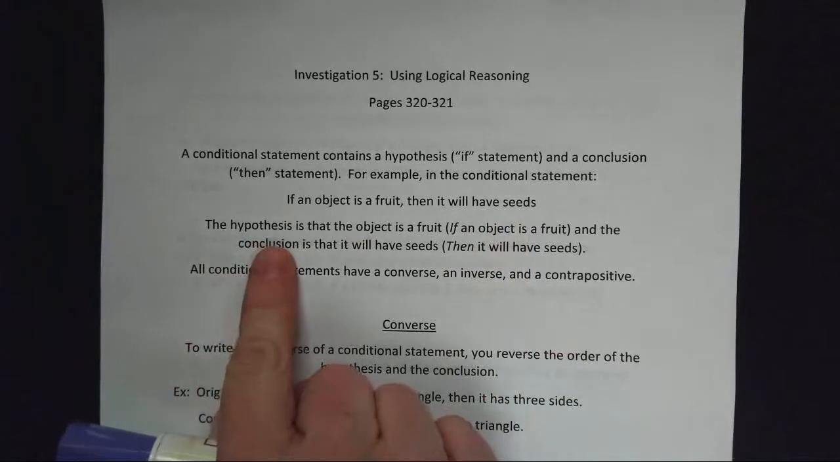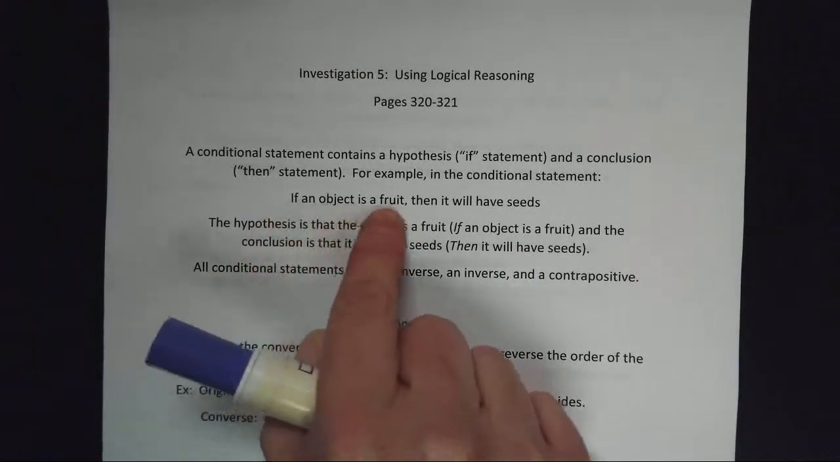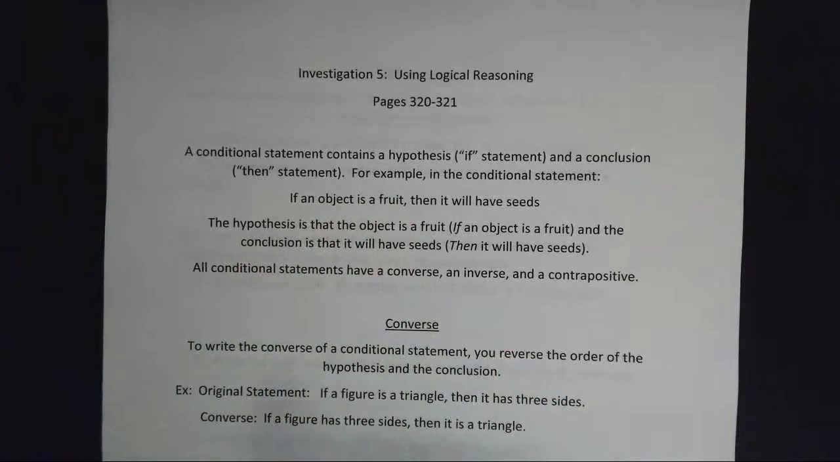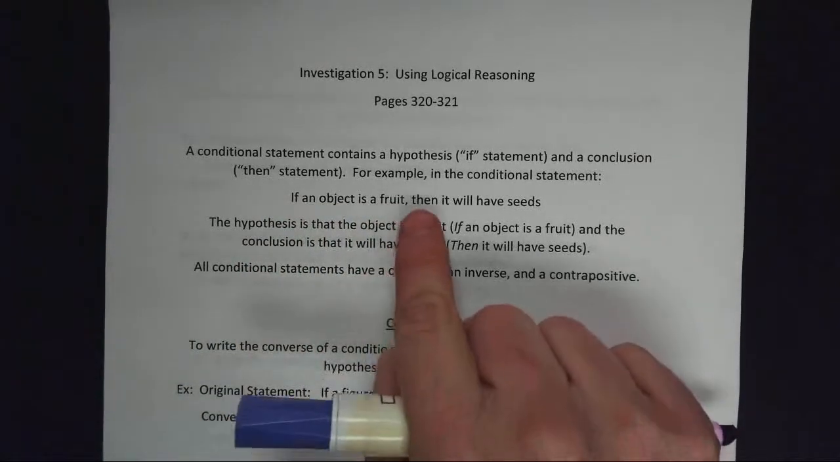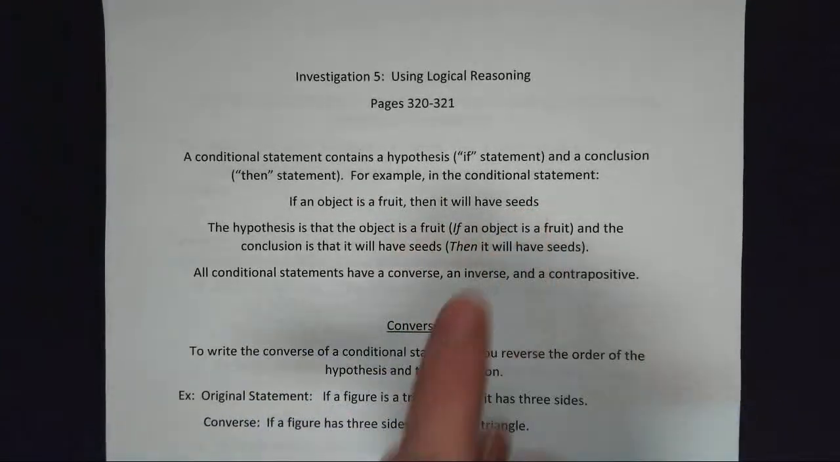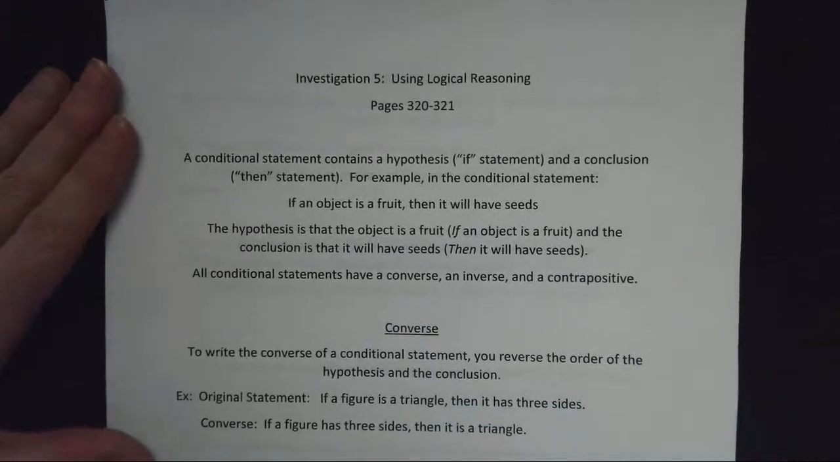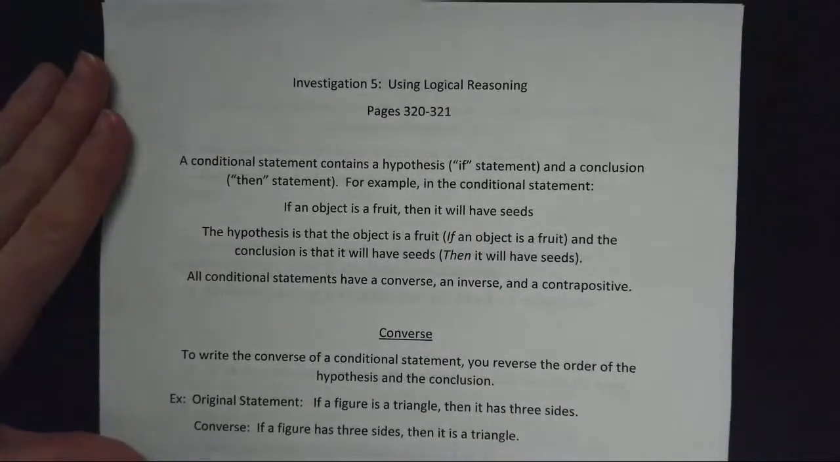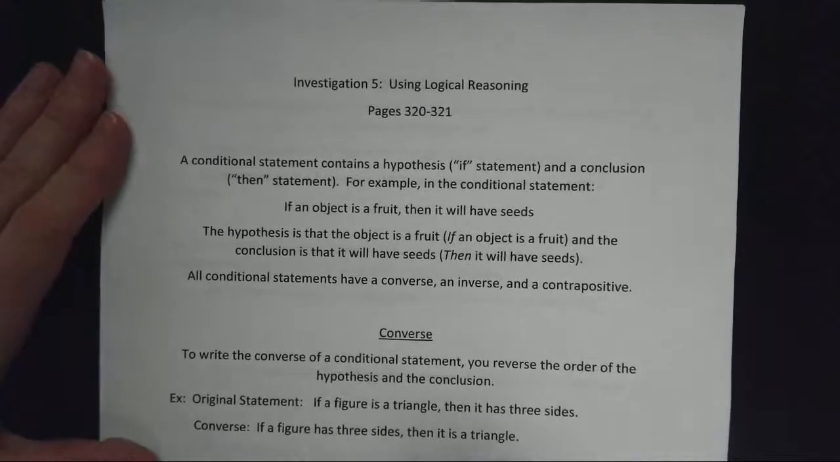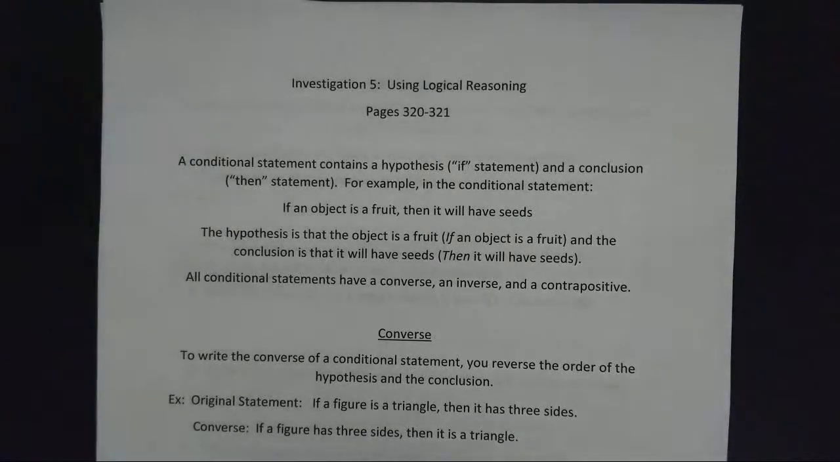The hypothesis is that the object is a fruit. If an object is a fruit, so the if part is the hypothesis. And the conclusion is that it will have seeds. Then it will have seeds. So the then part is the conclusion. Now, that is review from Investigation 4. I know all of you didn't do Investigation 4, so I thought I needed to throw that in there as well. So the if statement is the hypothesis, and the then part is the conclusion.